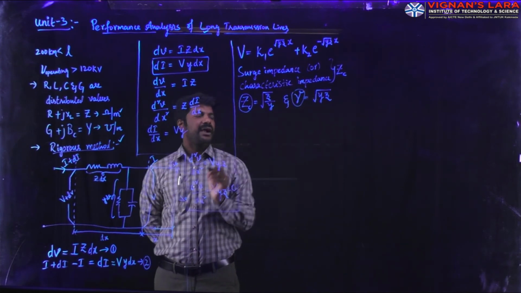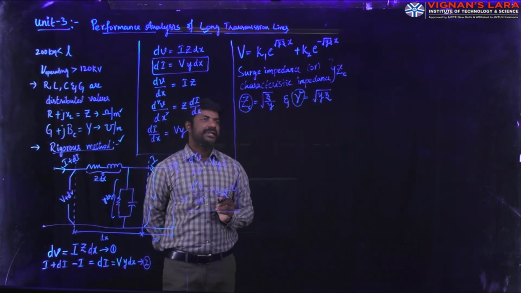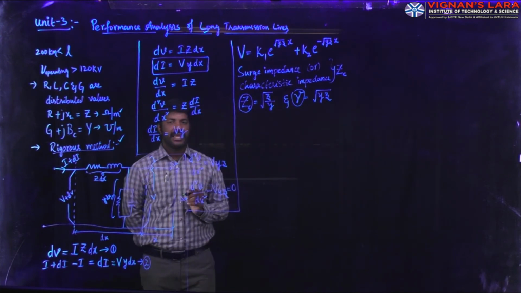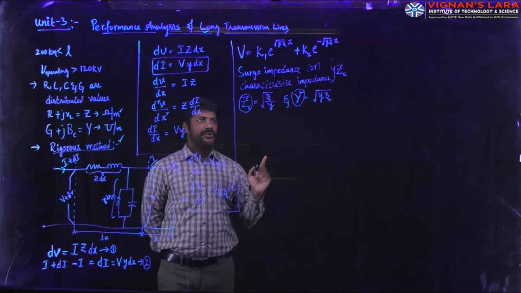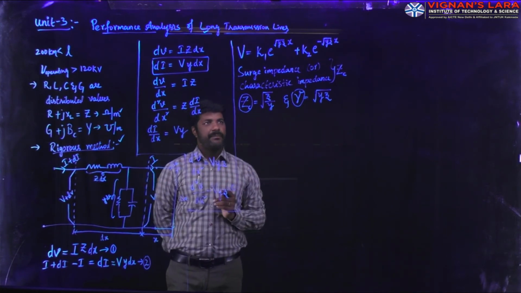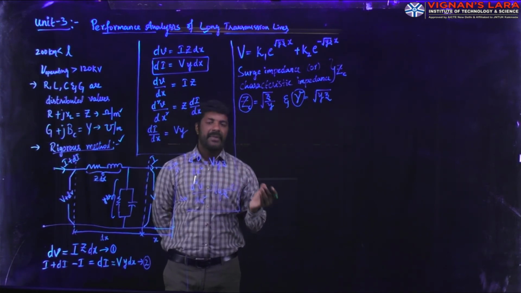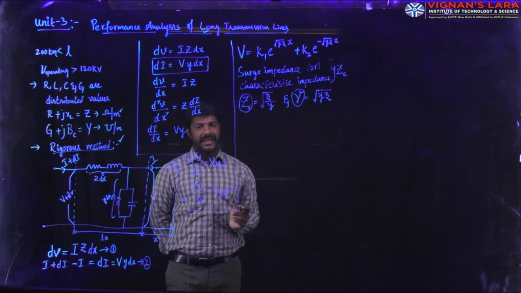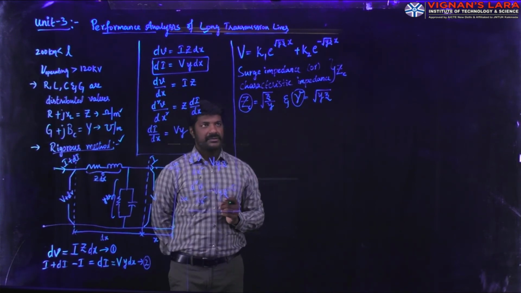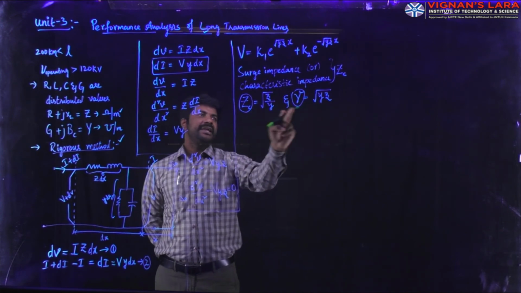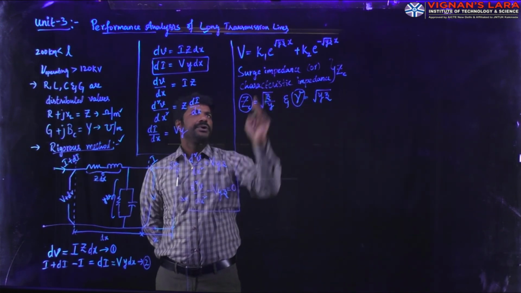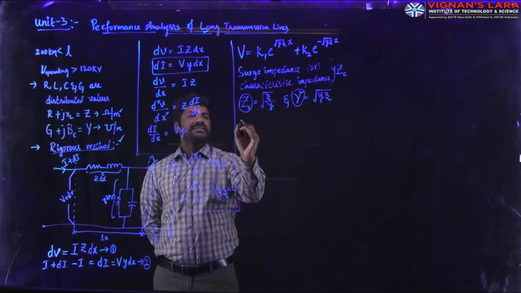Gamma is called the propagation constant, which is a complex notation having a real part and an imaginary part. That is, gamma is equal to alpha plus j beta, where alpha is the magnitude operator and beta is the phase angle operator. This will be discussed in the coming classes. ZC and gamma are introduced here to make the calculations simple.